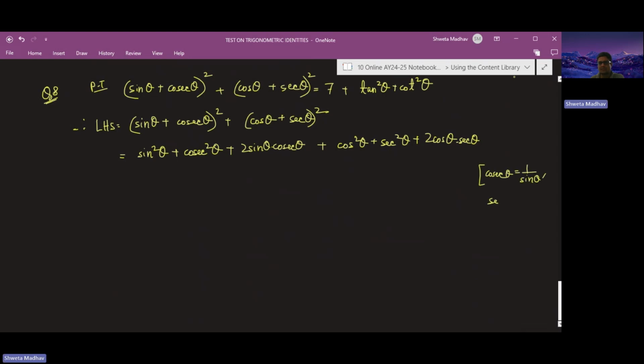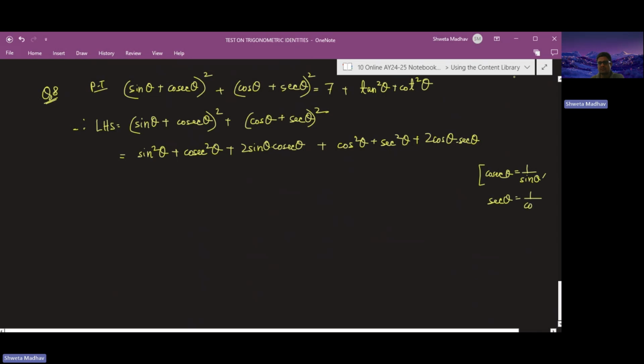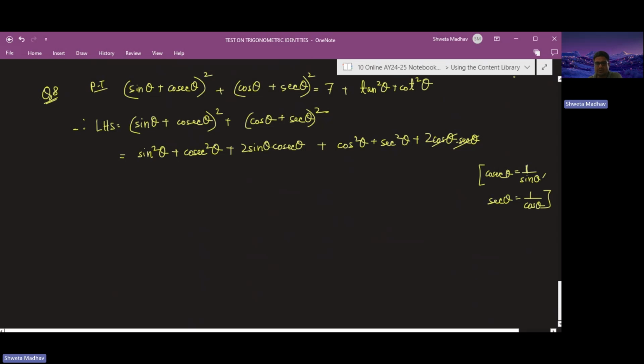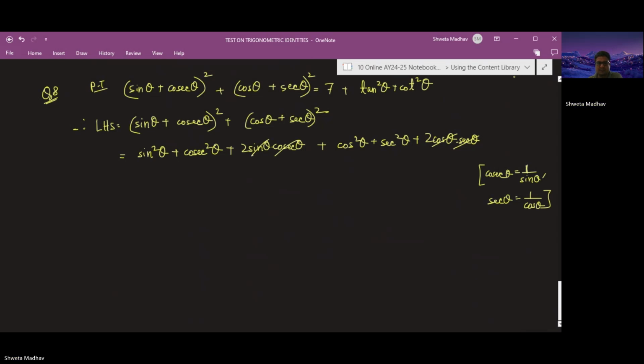And we also know that sec theta is 1 by cos theta. So cos theta into sec theta will become 1, so they will cancel each other. And similarly, cosec theta is 1 by sin theta. So sin theta into cosec theta will be equal to 1. So I can cancel sin theta and cosec theta.